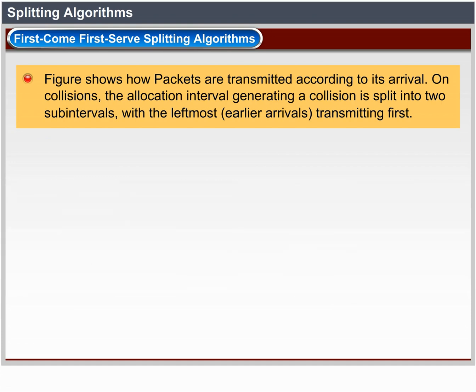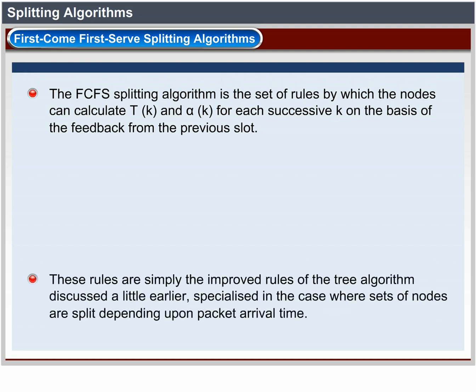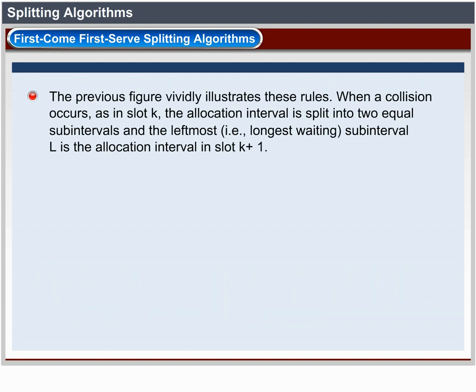The FCFS splitting algorithm is the set of rules by which the nodes calculate t_k and alpha_k for each successive k on the basis of the feedback from the previous slot. These rules are simply the improved rules for the tree algorithm discussed previously, specialized to the case where sets of nodes are split in terms of packet arrival times. The previous figure illustrates these rules.